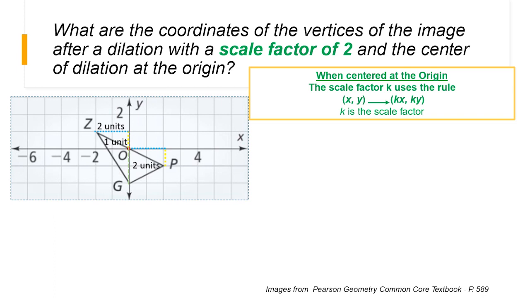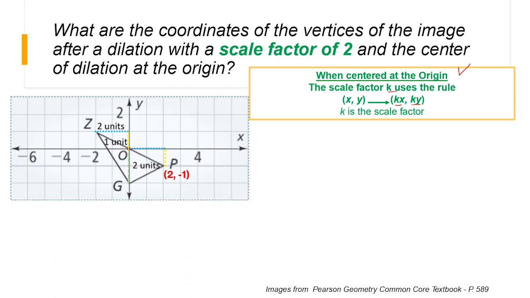Okay, so in this particular problem, we want to find the coordinates if we're given a scale factor. This problem asks, what are the coordinates of the vertices of the image after a dilation with a scale factor of 2 and the center of dilation at the origin? A rule here states that when centered at the origin, the scale factor, we use the letter K, and basically you're multiplying the scale factor times your x value and the scale factor times the y value of your coordinates. So the first thing we need to do here is find the coordinates for each vertex.